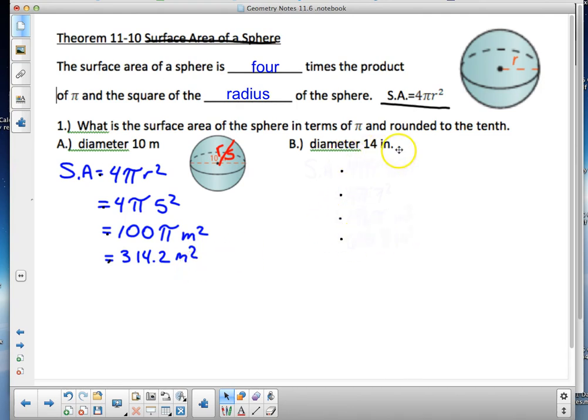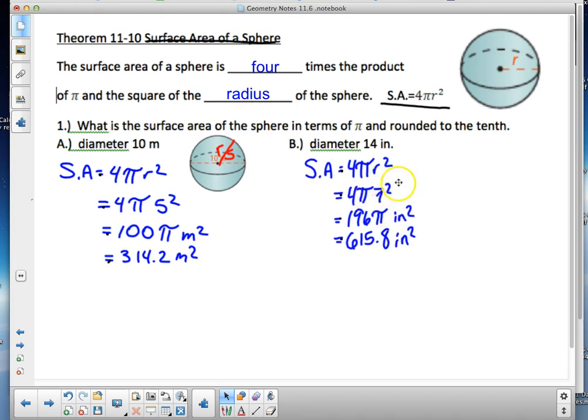With a diameter of 14, I want you to turn off the tape and try it yourself. Okay, welcome back. Now, again, it was a diameter, so half of 14 is 7. So when you plug that in, 7 is your radius, so 7 squared times 4 is 196 pi inches squared in terms of pi. And then I use my calculator key, I get 615.8 inches squared.